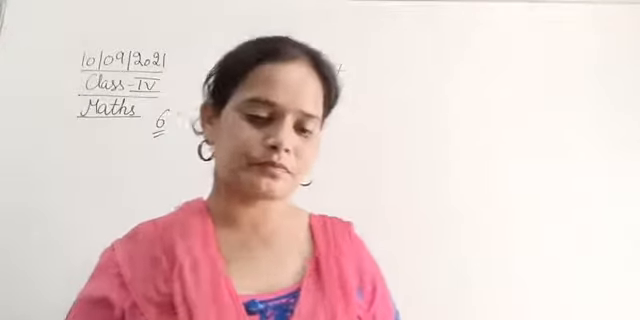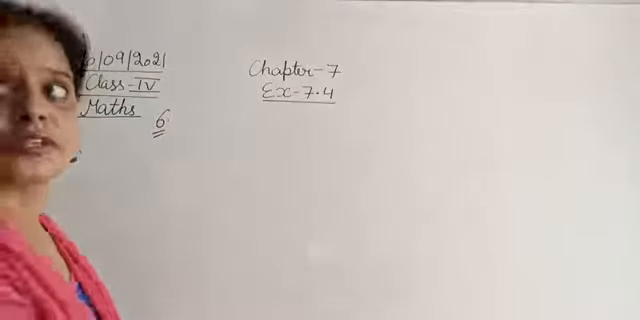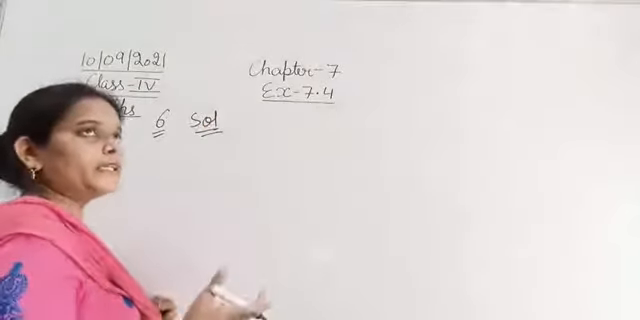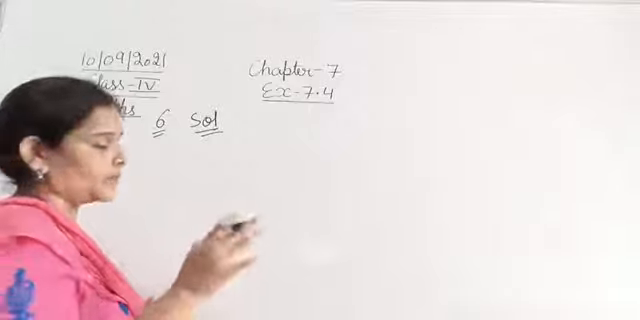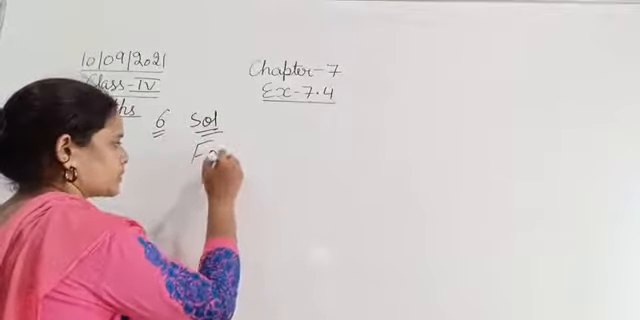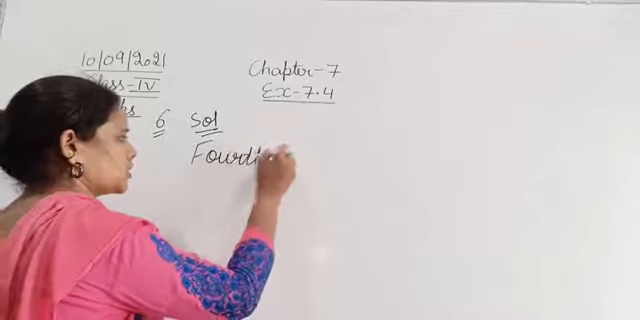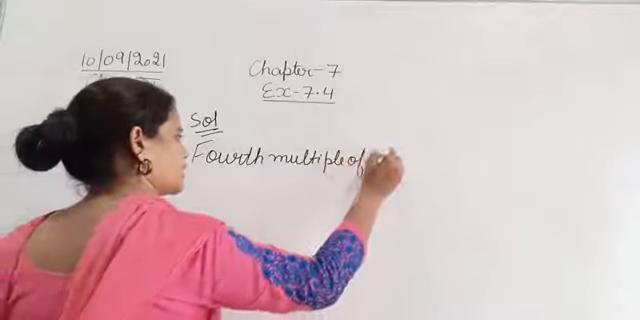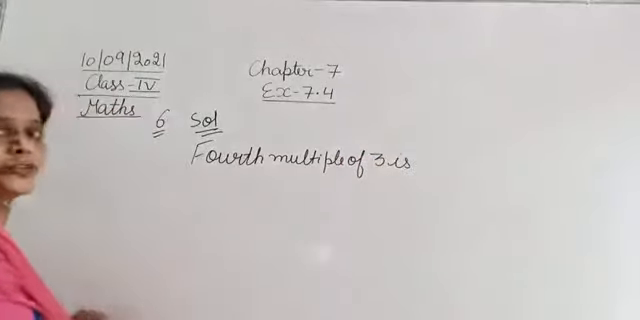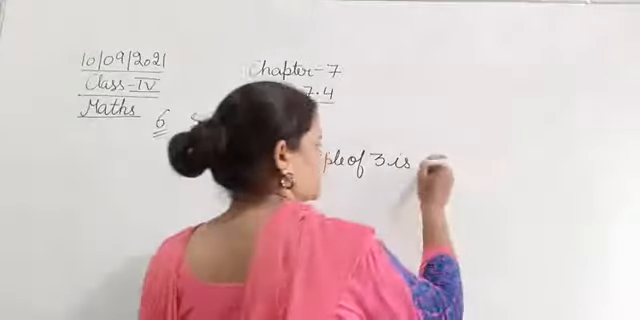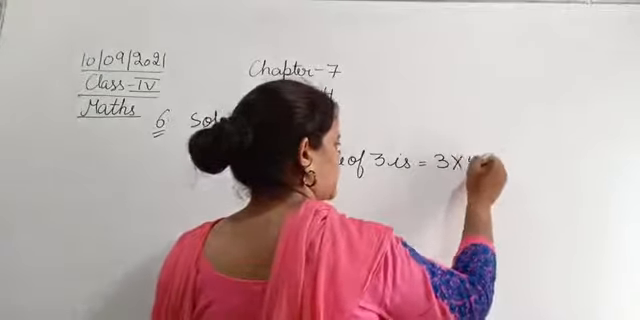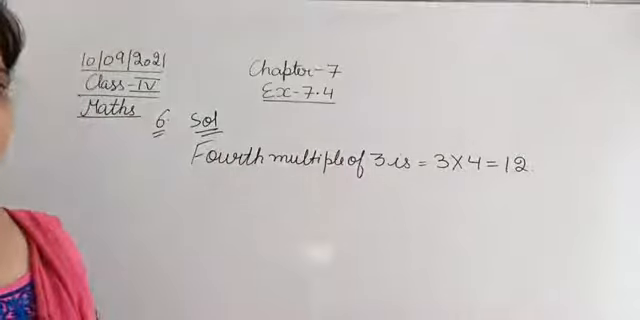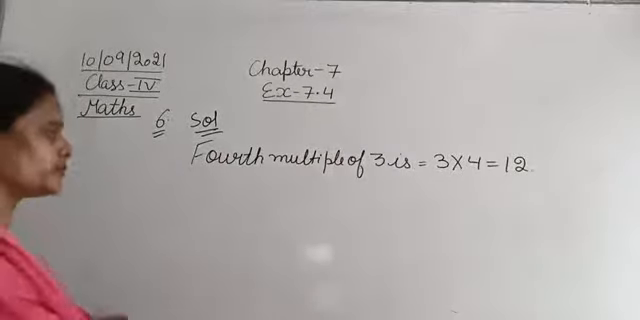So let's see. First of all, the solution for this. We will find both the multiples, only then can we calculate whether they are equal to each other or not. So the 4th multiple of 3 is 3 multiplied by 4, which is equal to 12.